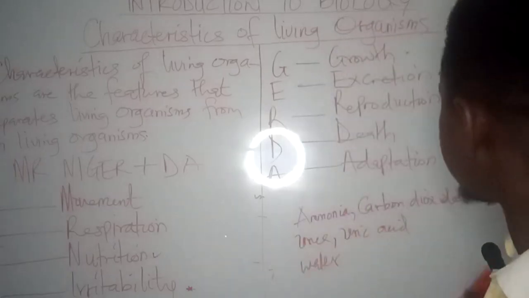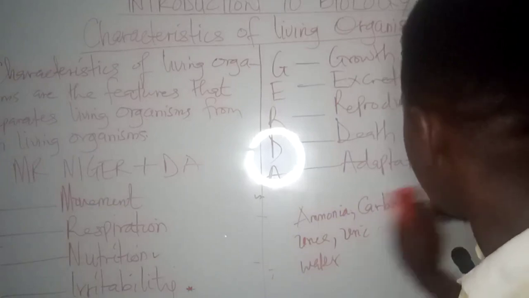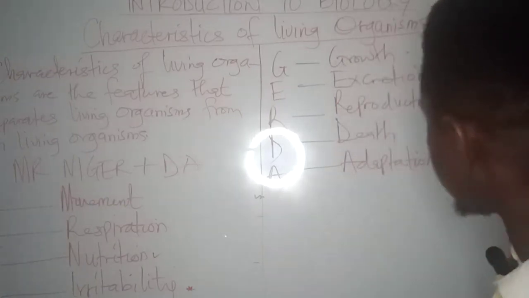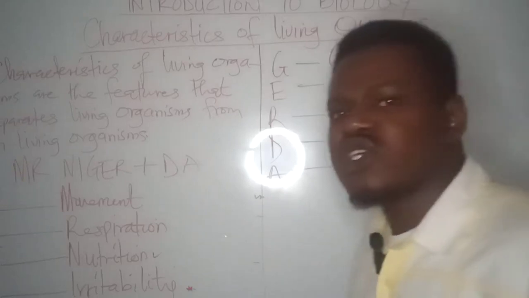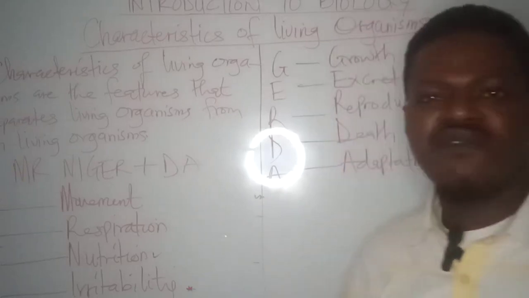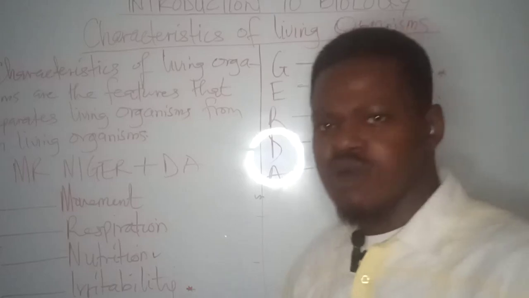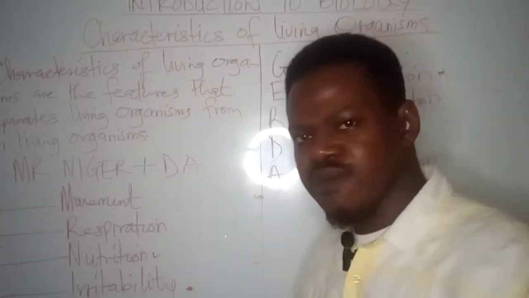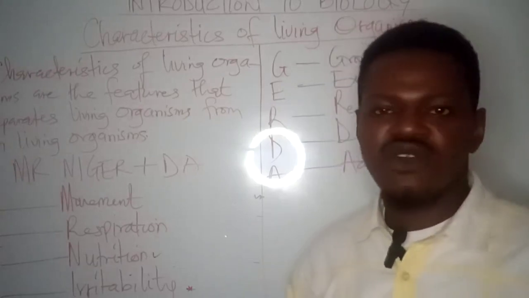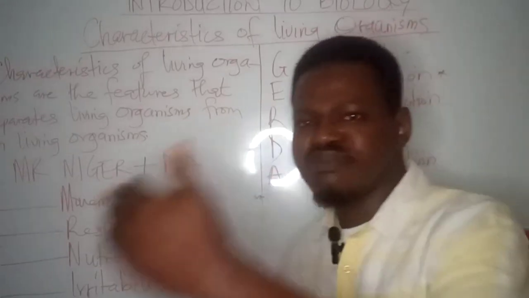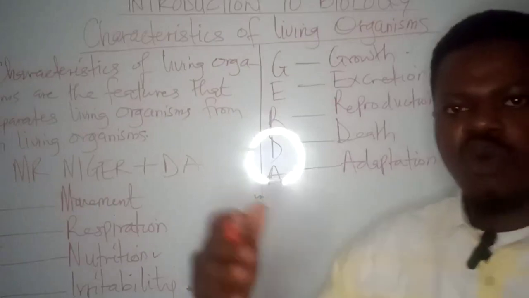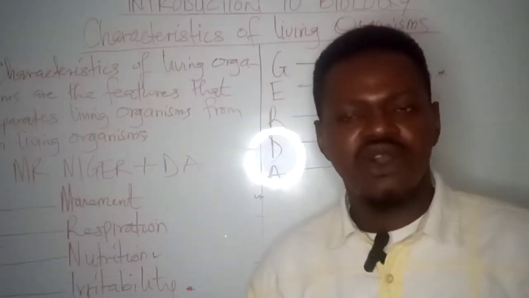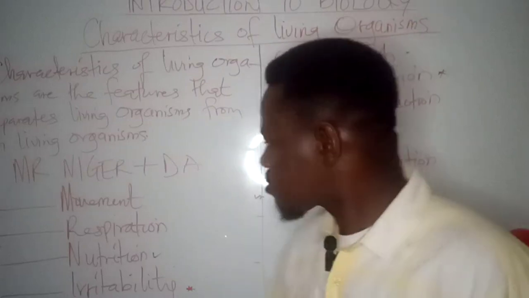Alright, let's take a look at reproduction as another feature of living organisms. Reproduction is simply the ability of living things to give birth to young ones. Let's say parents giving birth to offspring. It is the reason why there is continuity of life, because as parents die, young ones are coming up. So that is the critical feature of living organisms.